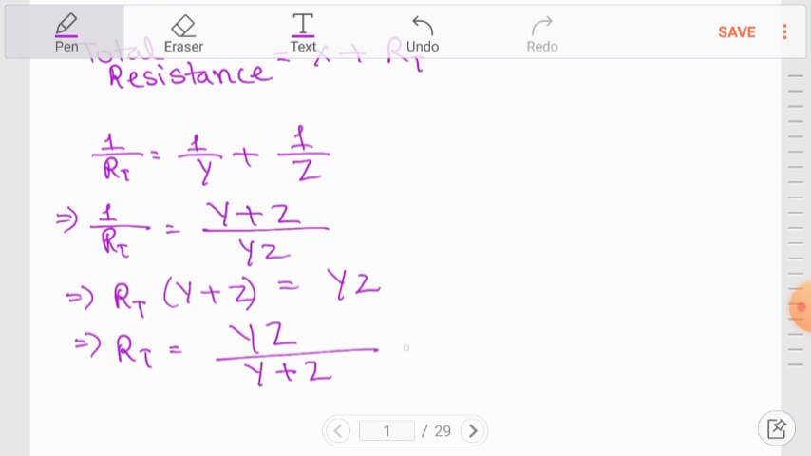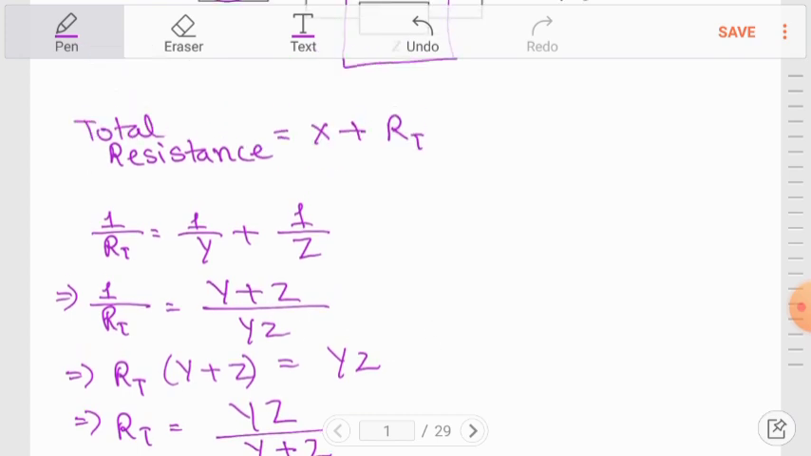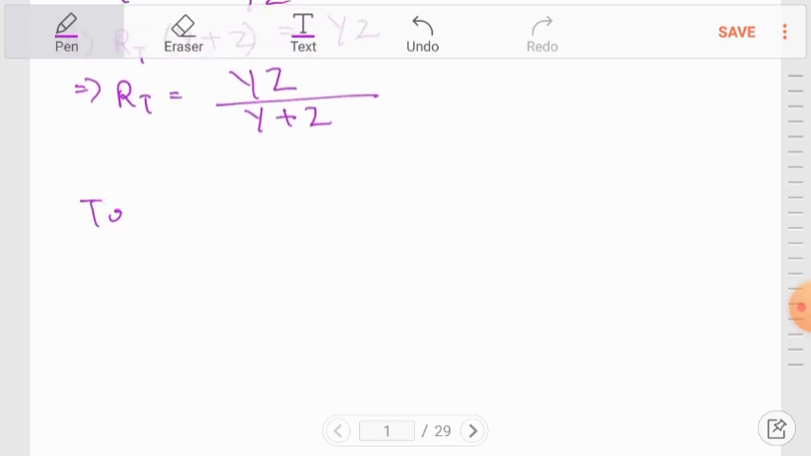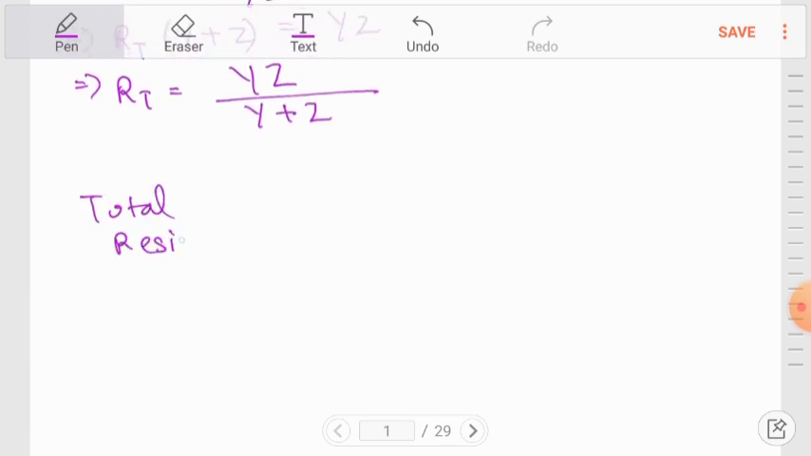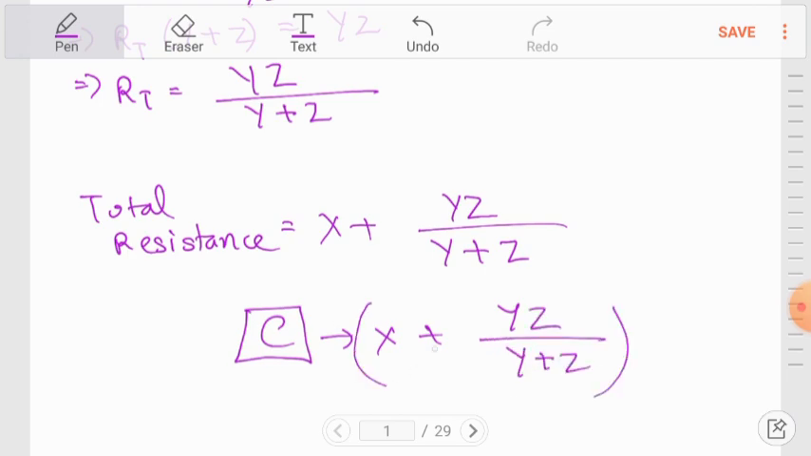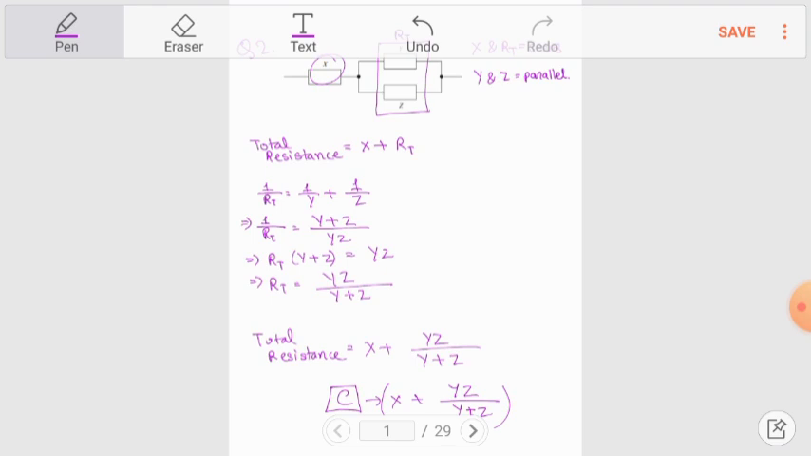And therefore we can put the value for RT into the equation for total resistance, and it will look like total resistance equals X plus YZ over Y plus Z, and this is exactly option C. So option C is the correct answer for question number 2, X plus YZ over Y plus Z, with all the working shown here. I hope question number 2 was clear.